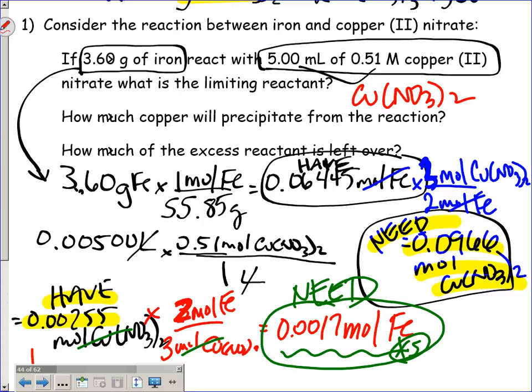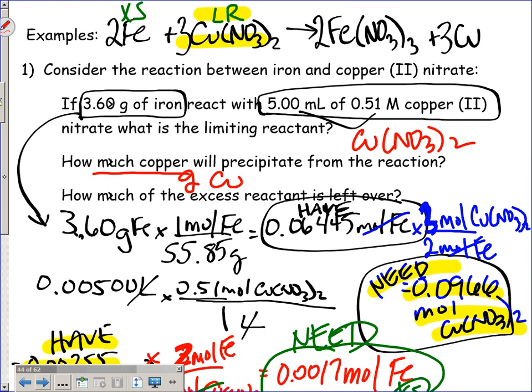So the real next question is how much copper will precipitate from the reaction? Okay, so what is this asking me for? What grams of copper? All right, so let's go ahead and look at the ratio. Mine's way at the top of the board, yours on your paper. Sorry, I have to keep scrolling a lot. So if my question is grams of copper, let's just talk through this first. I'm starting with my LR in moles. I'm already in moles. What do I have to do next? I have moles of copper 2 nitrate. I don't have grams. I don't have moles of copper.